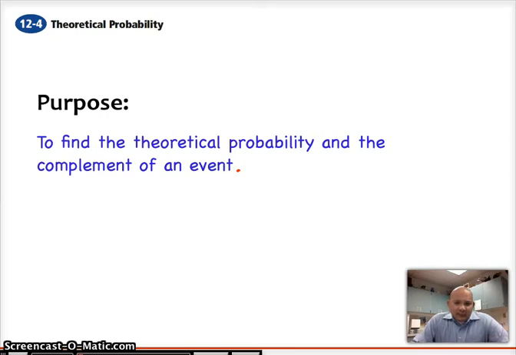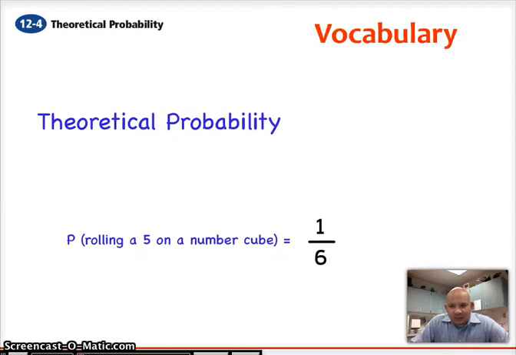So theoretical probability, a term that we don't know, complement, a term that we don't know yet. So guess what? We have some vocabulary. Let's go ahead and take a look at our vocabulary. Turn to the back of your composition books and record about 4 terms and their definitions there.